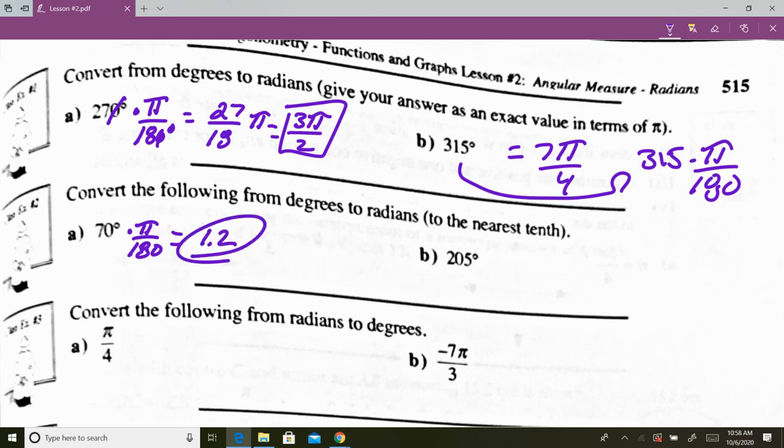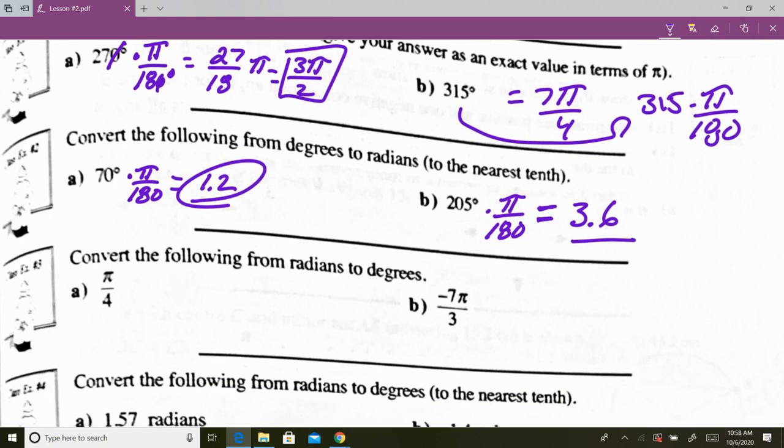All right. 205, please do that one. 3.6. Okay, perfect. Okay, convert to degrees. Now we're given rads. We want to go to degrees. Pi over 4, that's one of the common ones. Look on your previous page, 45 degrees.